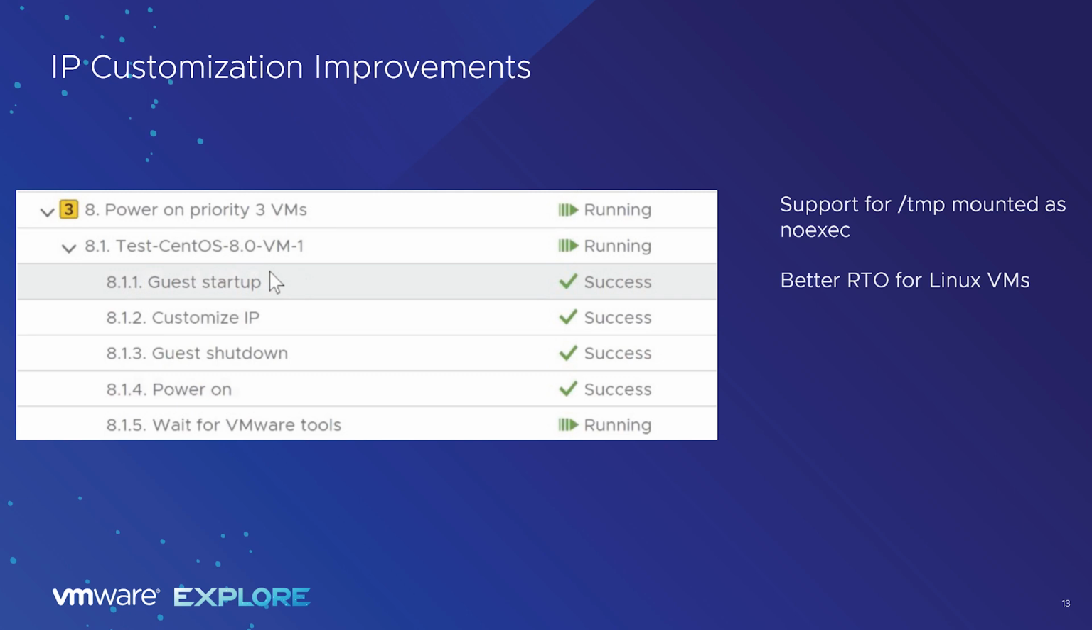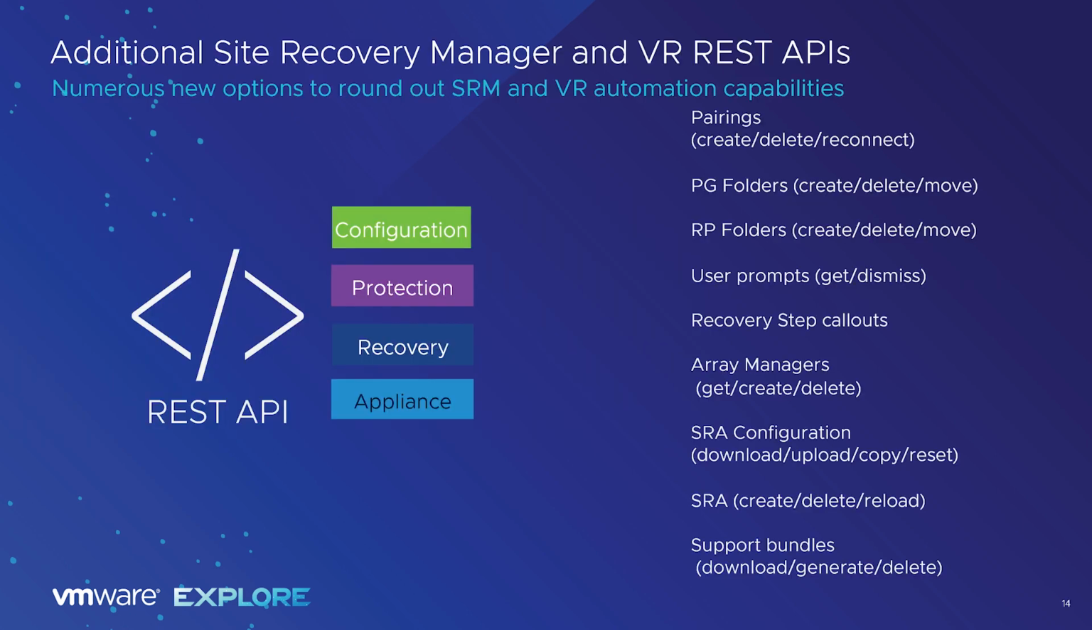I briefly touched on the REST APIs. We have introduced a lot of REST APIs in 8.6. In 8.7, we're rounding that up. We have released even more. So again, Module 5, if you'd like, take a look there. There's definitely a lot of new REST APIs that you can leverage to automate a lot of your SRM tasks.